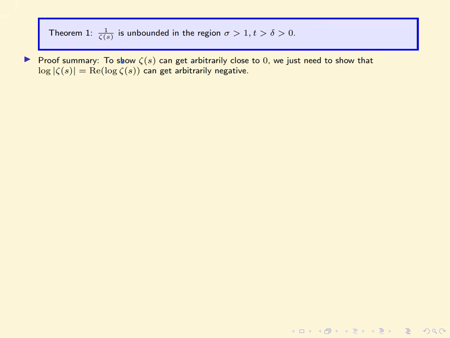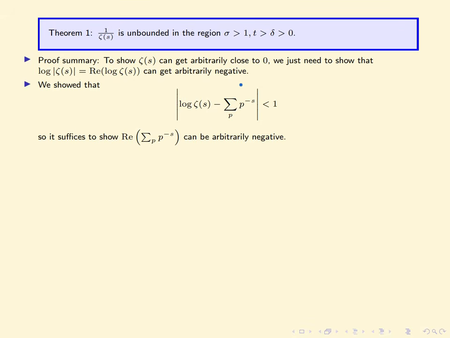The proof summary is basically that I'm just going to summarize the steps we had, because I know this is kind of technical and it might make more sense to see all the steps together. To show zeta of s can get arbitrarily close to 0, we just need to show that the log of the absolute value of zeta of s, which is equal to the real part of the log, can get arbitrarily negative. And the first step is we showed that this thing is bounded by some number. So therefore, to show that this thing is arbitrarily negative, we just need to show that this thing can get arbitrarily negative.